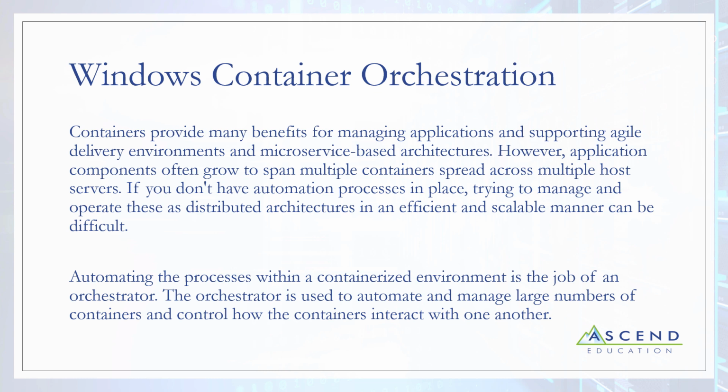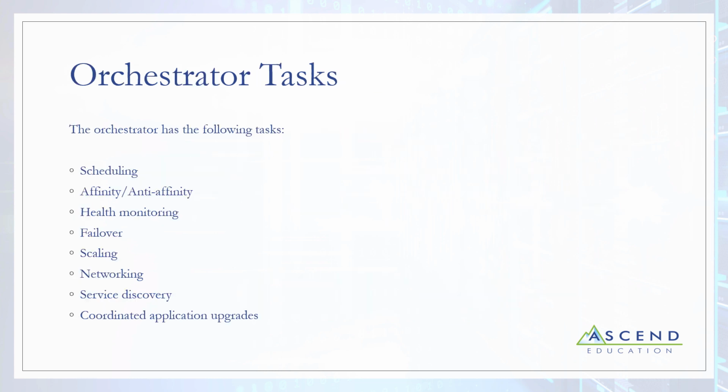When you want to automate processes within a containerized environment, then you need to use what's called an orchestrator. An orchestrator is just a way to automate processes, and it manages a large number of containers. It does all this good stuff for you. Your orchestrator tasks can include, but are not limited to, scheduling, affinity, which basically allows you to pick which processors you're going to use, monitoring, failover, scaling, networking, and others.